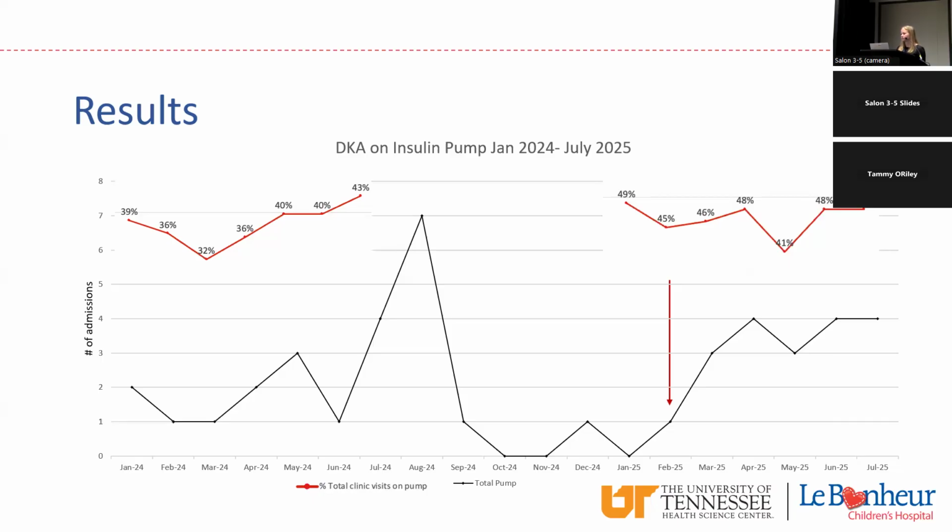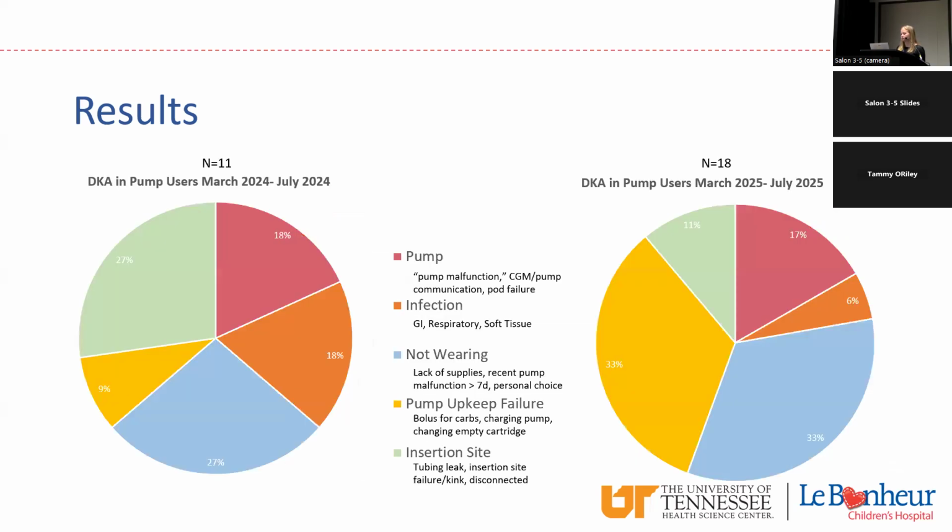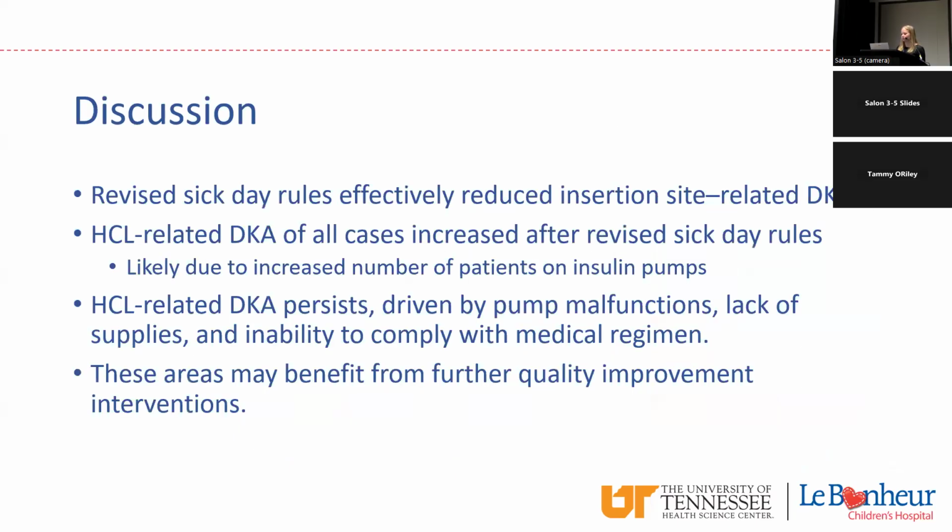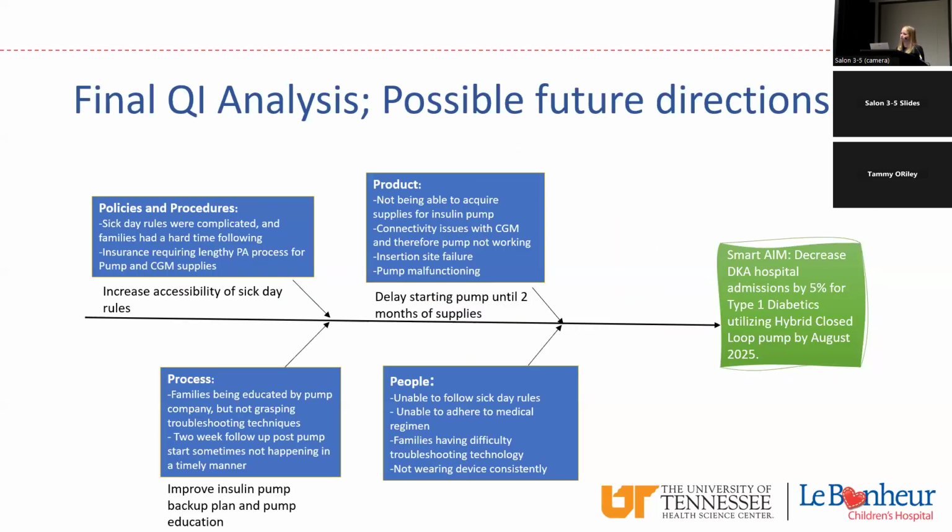I also want to push back a little bit on delaying starting insulin pumps to get 2 months of supplies. Hypothetically, that seems like the reverse of what we're trying to do. We're trying to increase insulin pumps and automated delivery systems for our patients. I think a more feasible alternative is to order a 90-day supply at the pump start. So I would push back on any types of delays in automated insulin delivery systems for patients with diabetes.